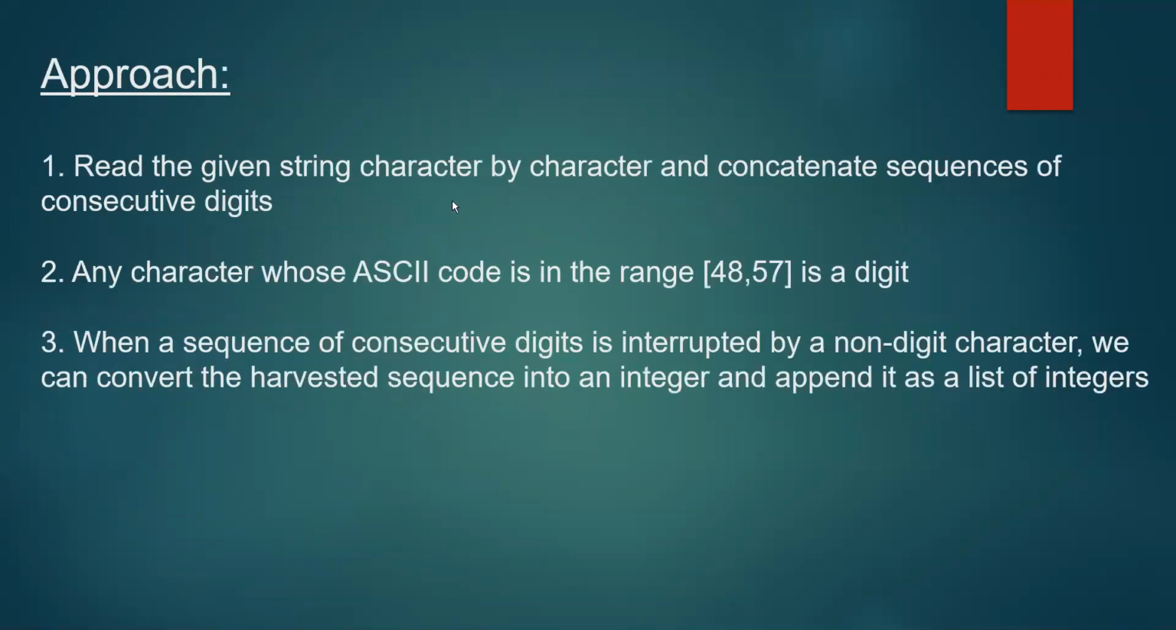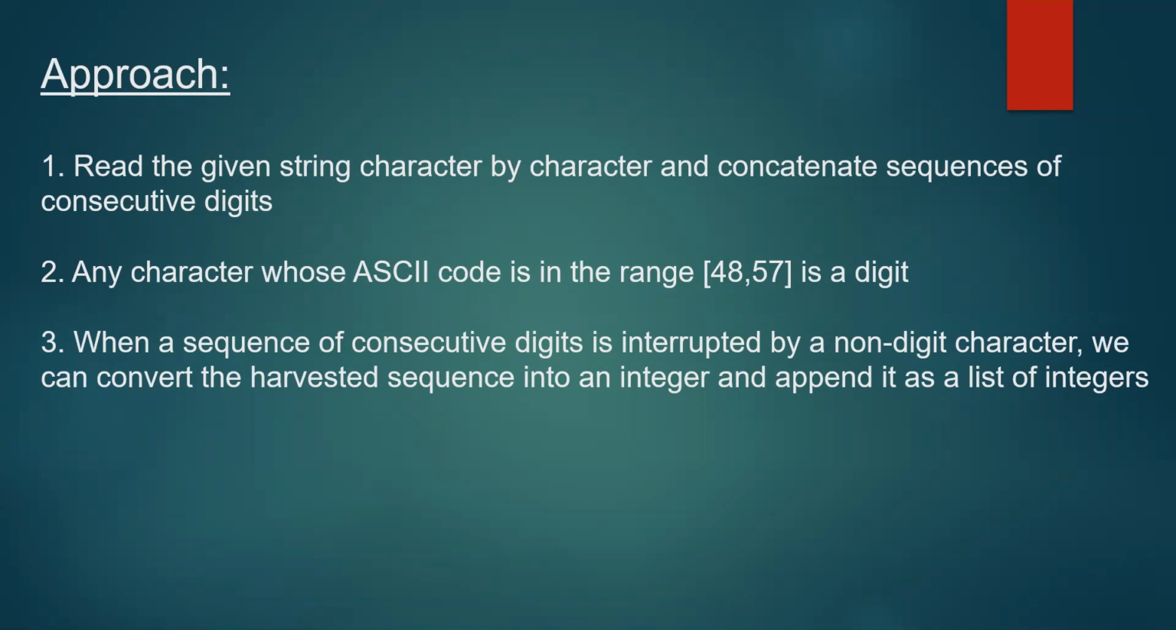So this is the approach. We'll read the string character by character and concatenate the sequences of consecutive digits. And how do we find if a character is a digit? Each character has its own ASCII code, right? The digits' ASCII code range is between 48 and 57, both inclusive. So we'll use that as a condition to verify if a given character is a digit or not.